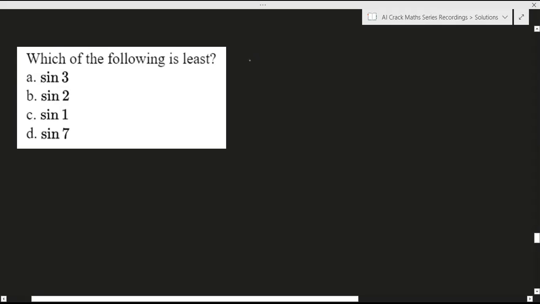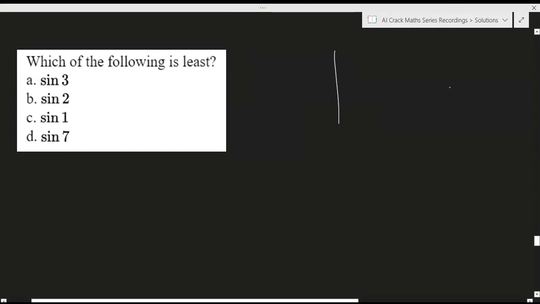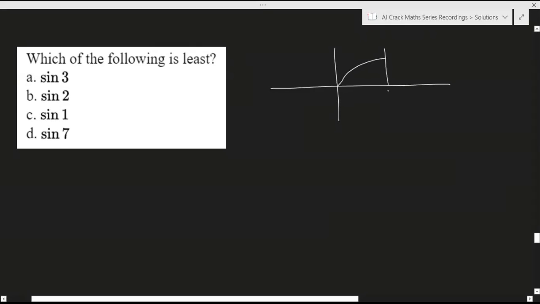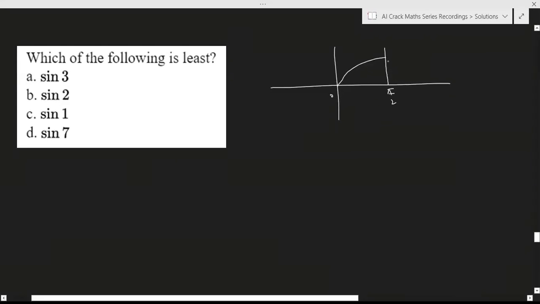Now the basic approach to solve these kind of questions is to bring all these angles in same quadrant. Why do we do that? Let me show you with an example. This is a graph of sine. This is pi by 2, this is 0. This is pi.